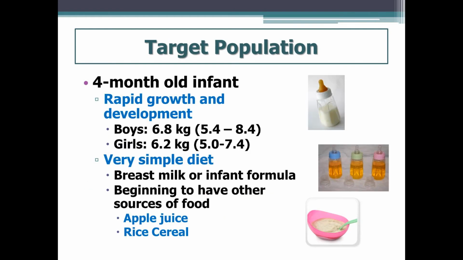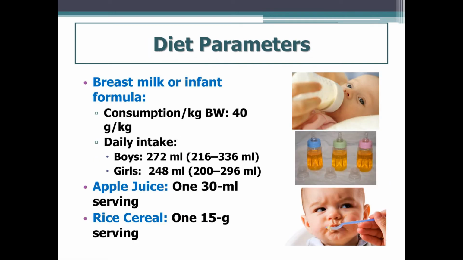However, what happens if you go through and you target a 4-month-old infant? Has a diet of 4 things: either breast milk, water, and maybe a little apple juice and rice cereal. And you start looking at the levels of these. So I just want to go through this. These are some of the intakes. Again, I'll give you these slides. This is a back-of-the-envelope type of risk assessment.